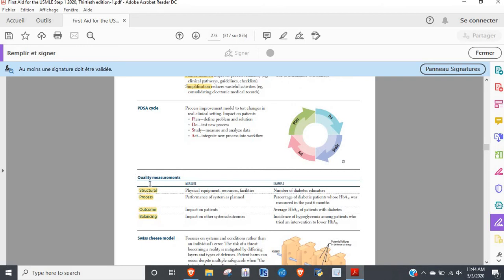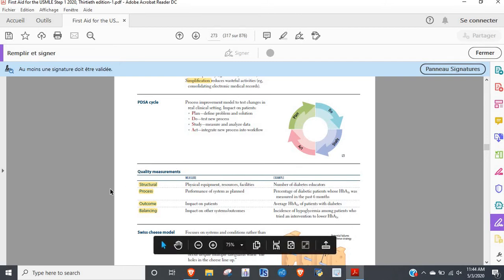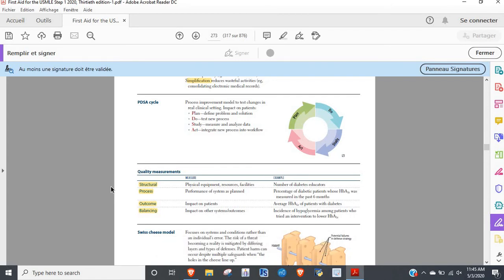So, quality measurements, this is something that I've seen a couple times. And so they use everything with diabetes here, but let's use something current that's going on. So all these things answer the question, how are we going to deal with a problem? So in this example, they use diabetes, and in our example, we're going to talk about coronavirus. So the problem is coronavirus. So how do you measure how effective a structure is?